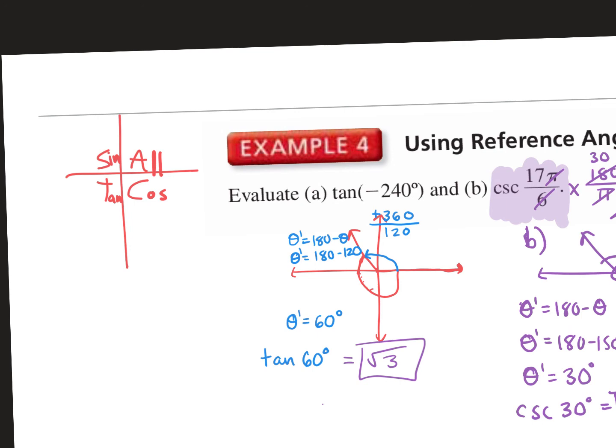So in example A here, what quadrant are we in? The sine quadrant. We're in the second quadrant, so just sine and its reciprocal are positive. What does that tell us about tangent in the second quadrant? Is it positive or negative? Negative. So I forgot to make it negative. So we have a negative square root 3 as our answer.